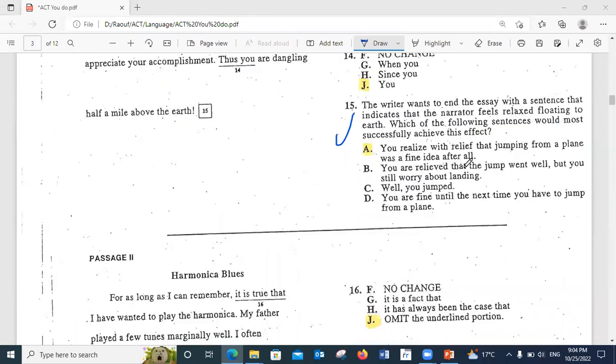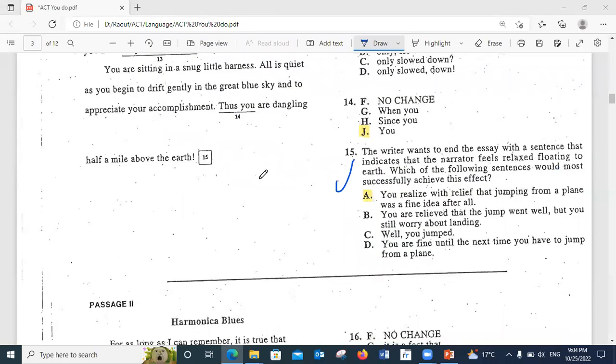All right, now we move to question 15. Again, a function question. Function question means it's dealing with the sentence function, not the sentence structure. The writer wants to end the essay with a sentence that indicates that the narrator feels relaxed, floating to the earth. Again, here are the key words. In other words, which sentence here gives you the sense that the narrator was relaxed, he was not nervous any longer?